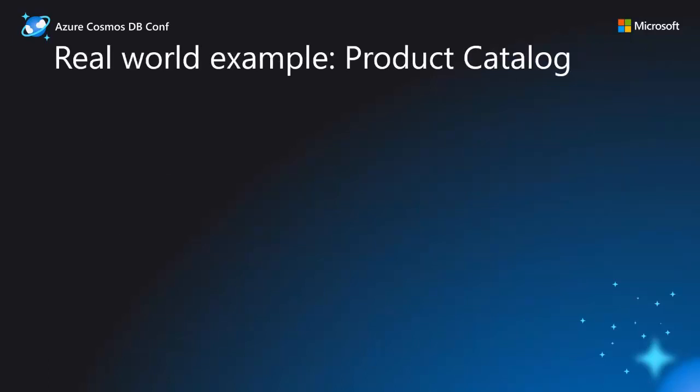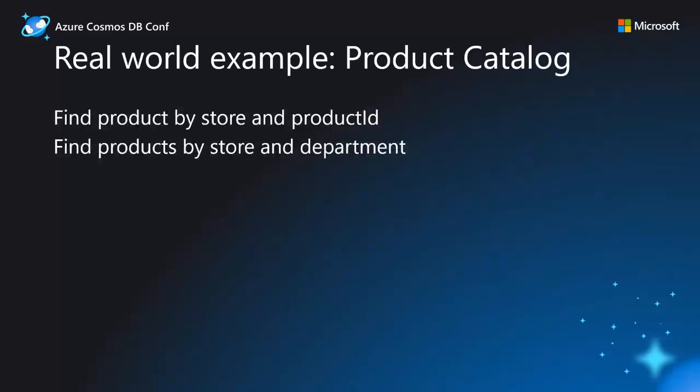Okay, so I just threw a lot of data at you. Let's go through a real world scenario. So this is from a real customer that I've worked with in the past, and they had a product catalog. They have 2 different queries for this product catalog. The first is find products by store and by product ID. So this is looking up an individual item, say you want to get an inventory count or something like that.